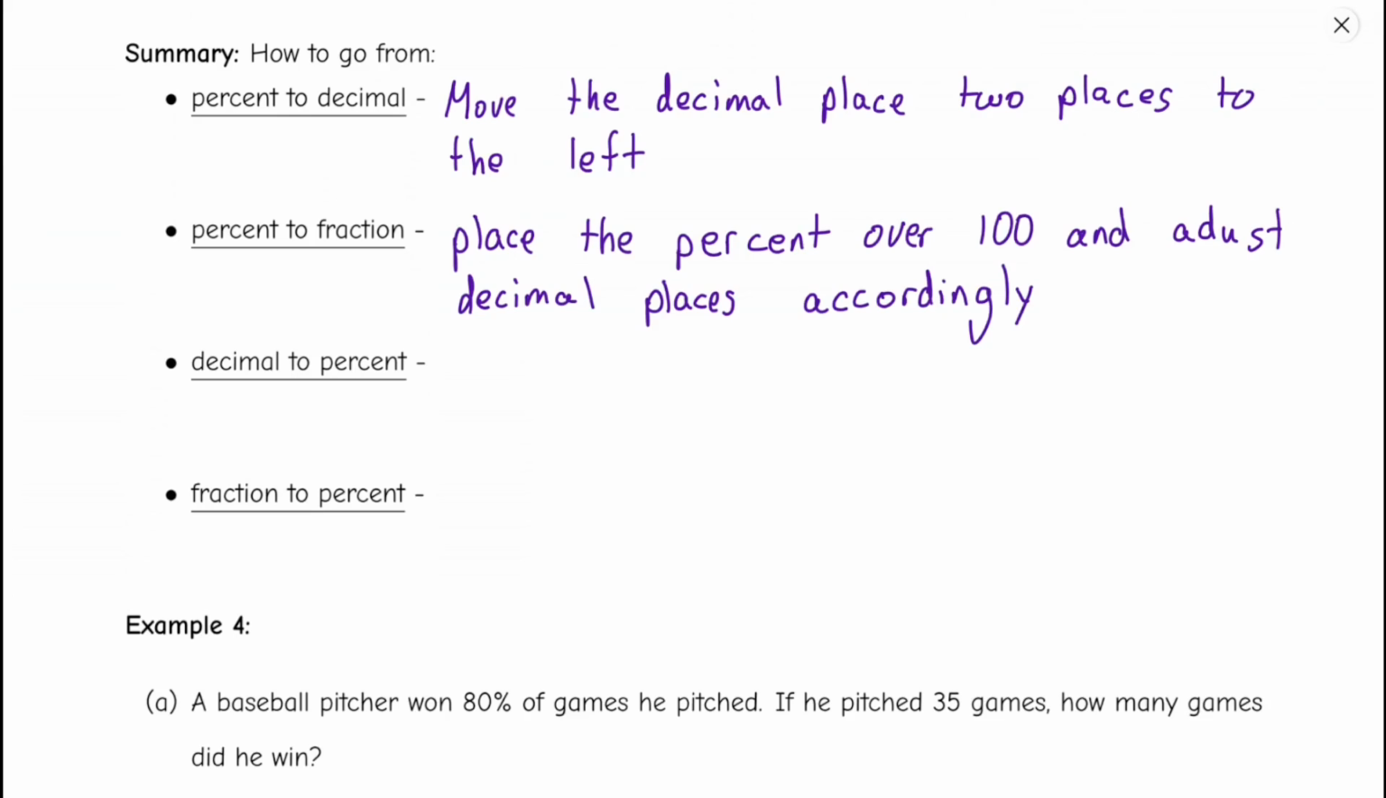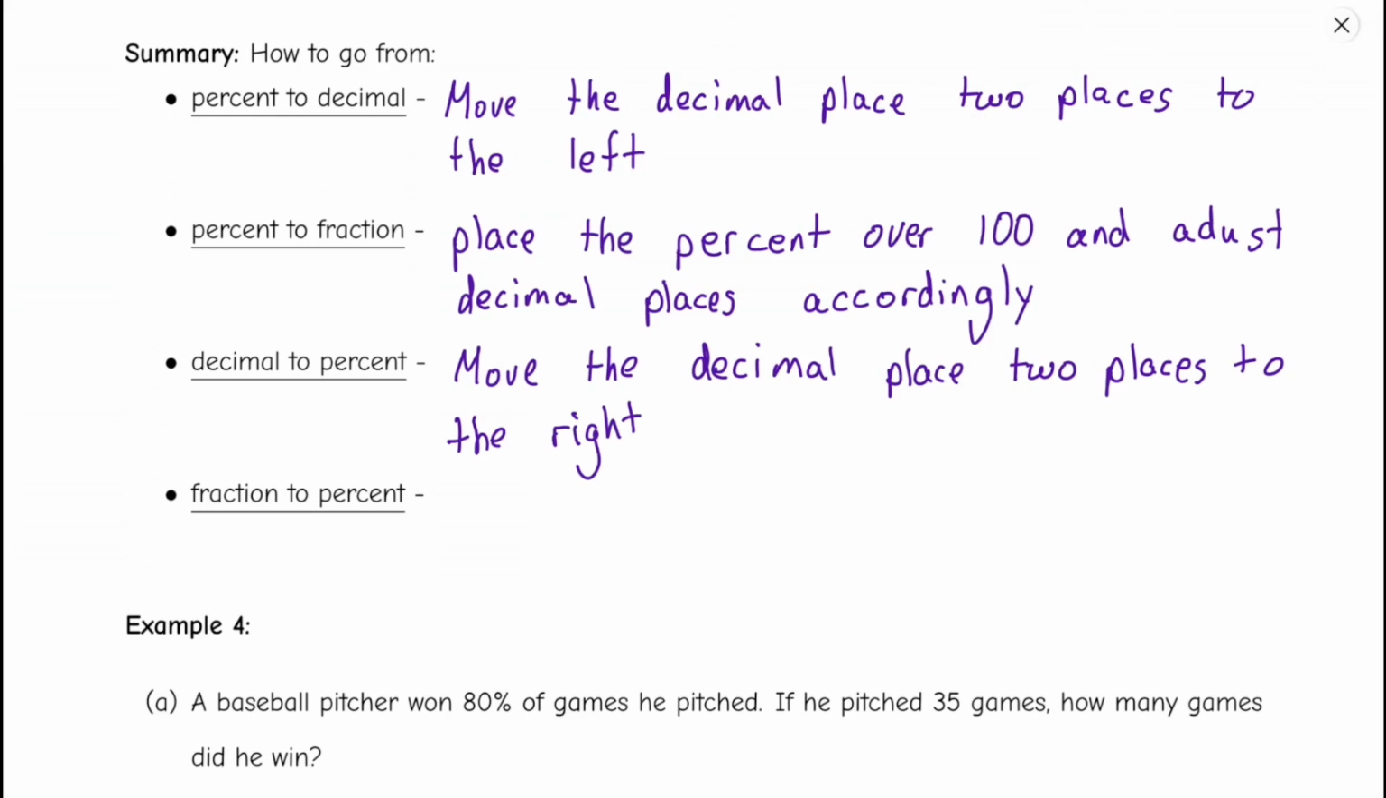Decimal to percent. Move the decimal place 2 places to the right.